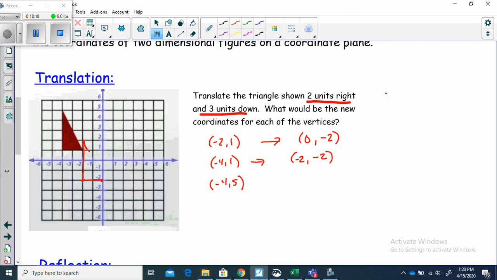Notice our side lengths are the same in the pre-image and the image. This is pre-image, that's image. Notice our angle measures are the same. The figures are the same. Okay, what have we gone to? -4, 5 has gone to -2, 2.